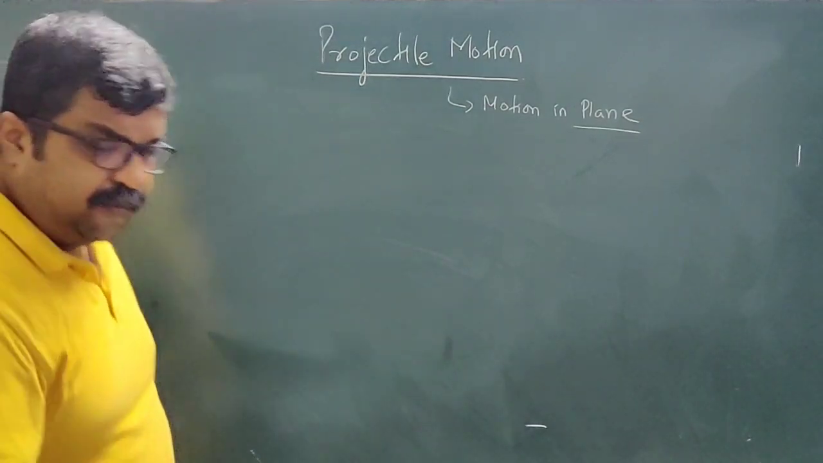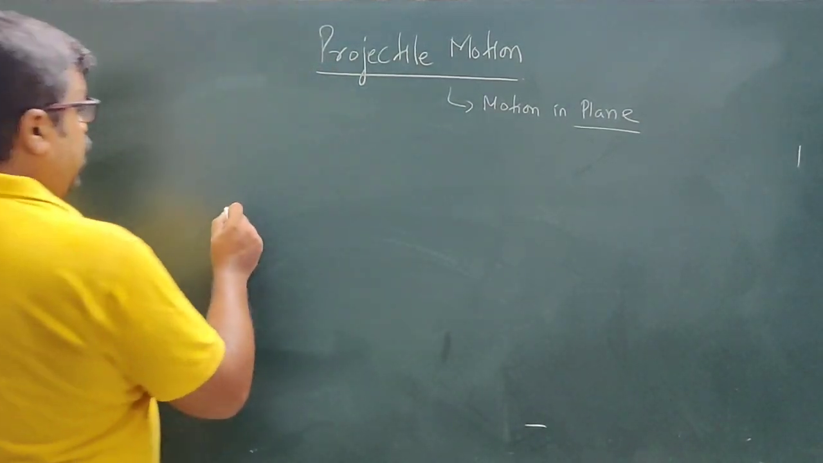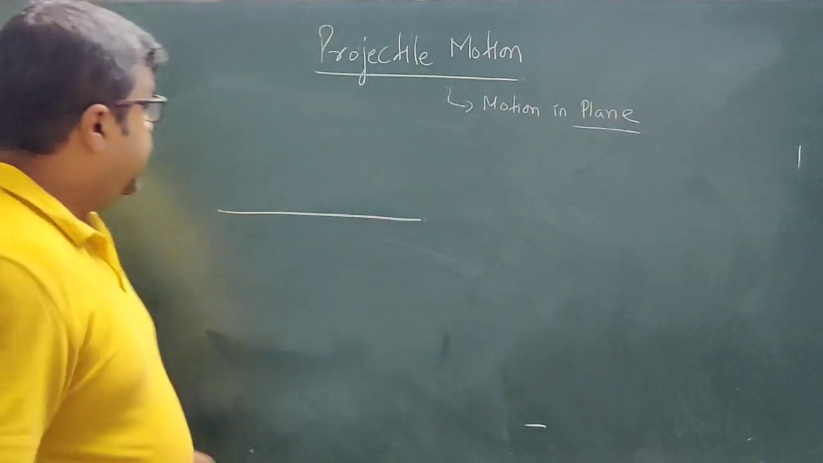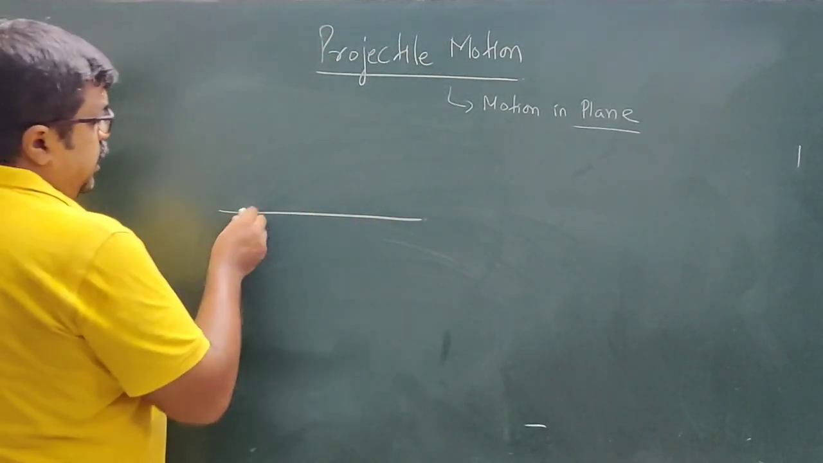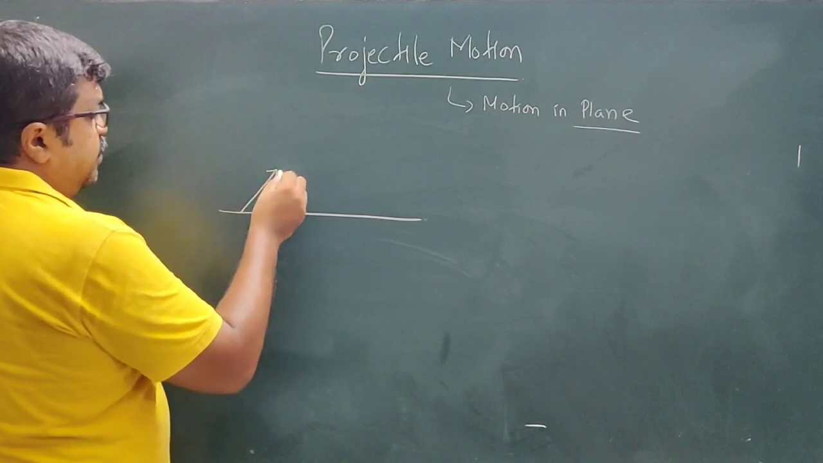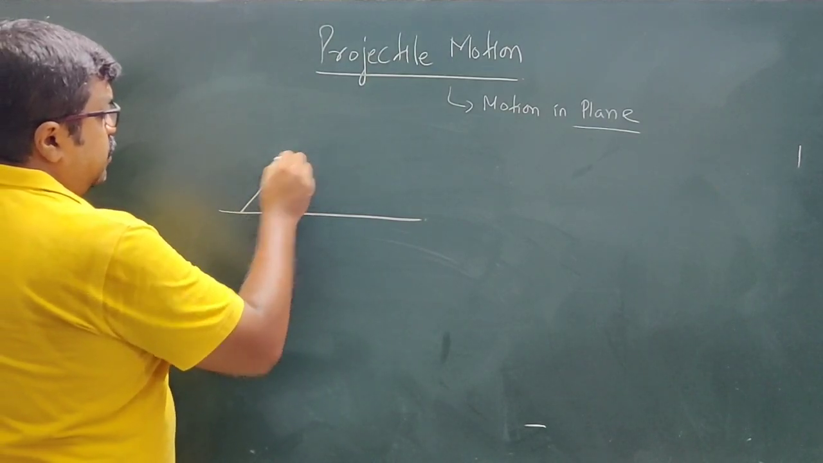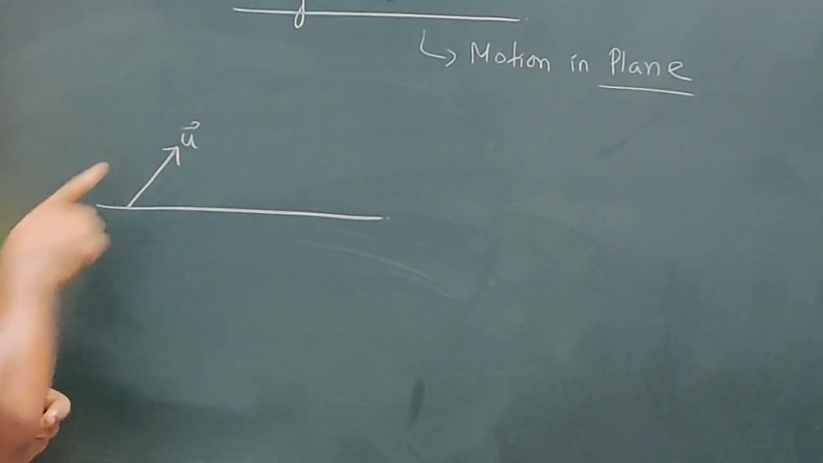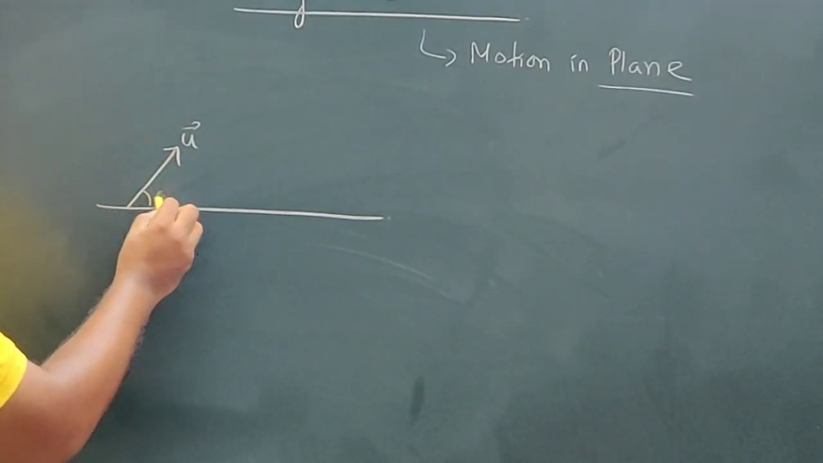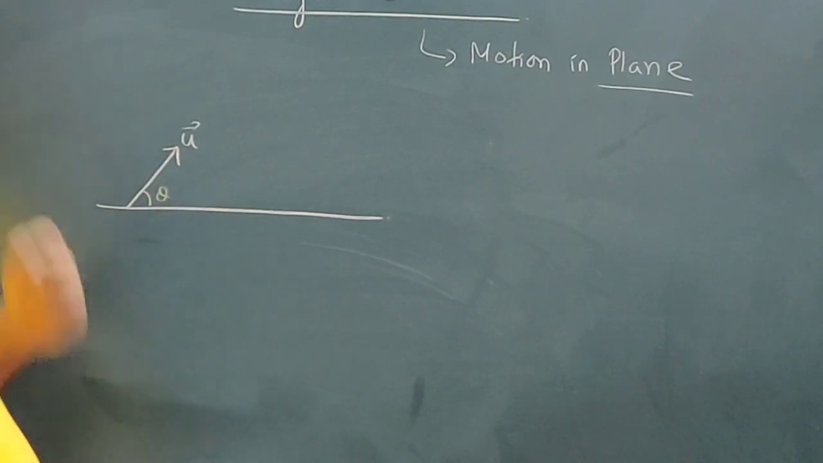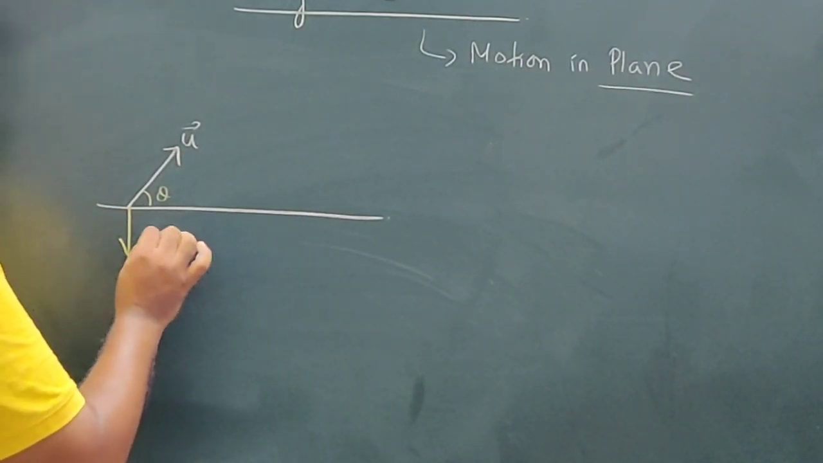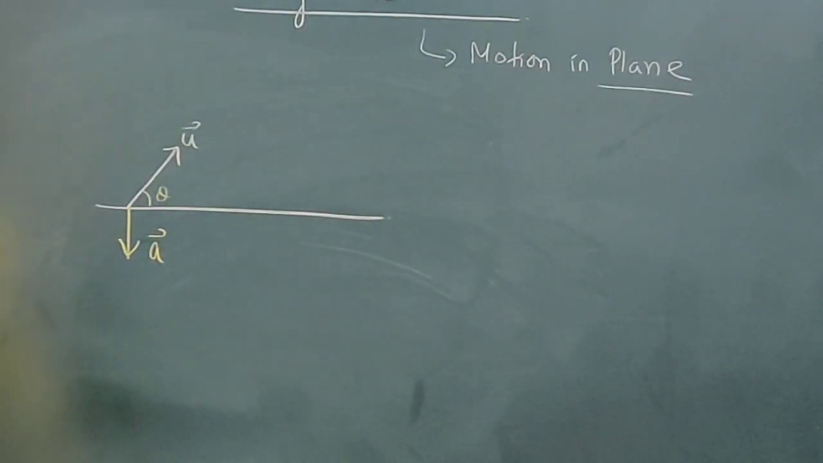Now suppose this is the ground level, and an object is projected like this. So this is the direction of velocity. The object is projected at some angle theta. And what is the direction of acceleration? It is always in the downward direction. So this is the direction of acceleration.